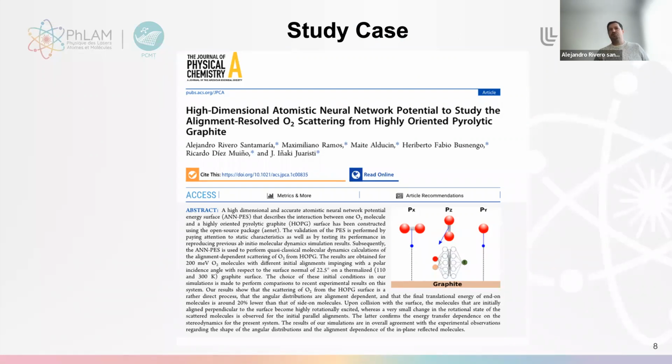My idea here is to show in a practical case how we made the neural network PES, what the validation steps were, how we chose the configurations, and what results we obtained after all this process. So we will follow the workflow that I presented before, and you will see that with that we can arrive at a good neural network to describe a high-dimensional system like this.